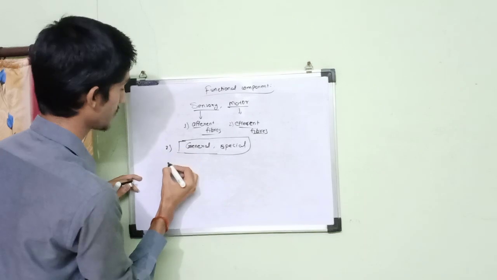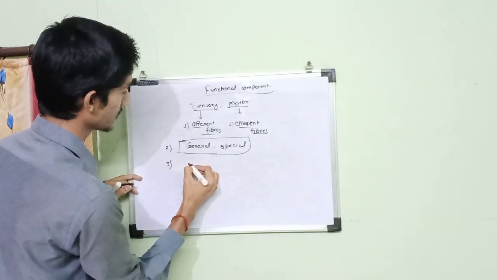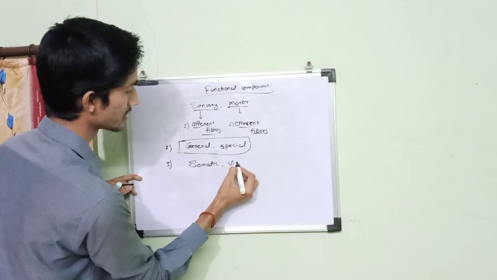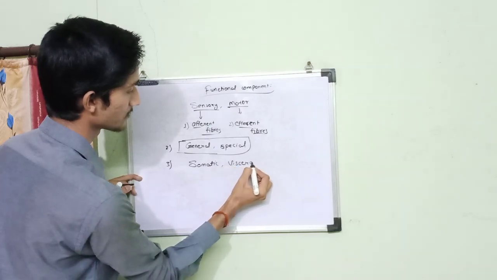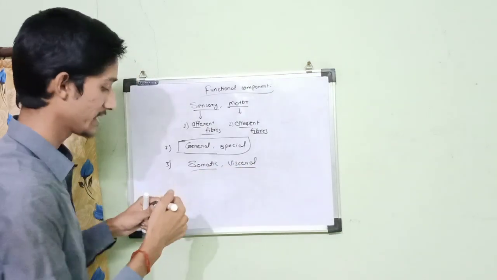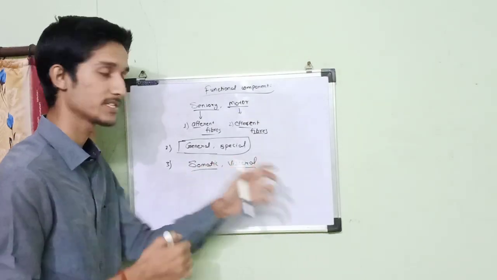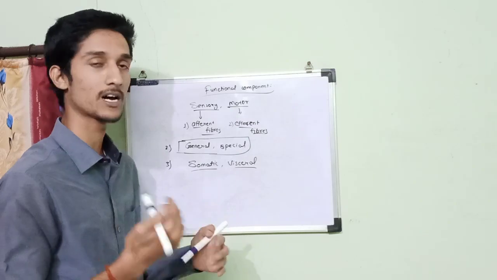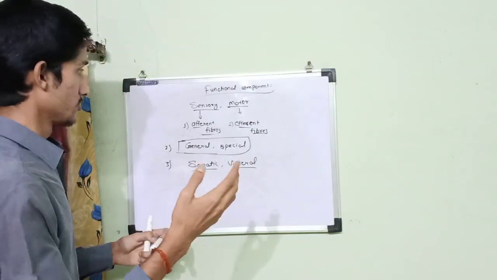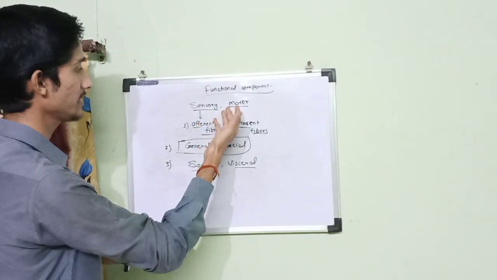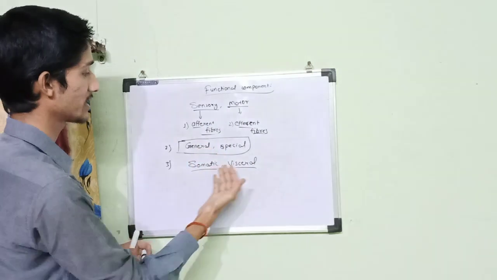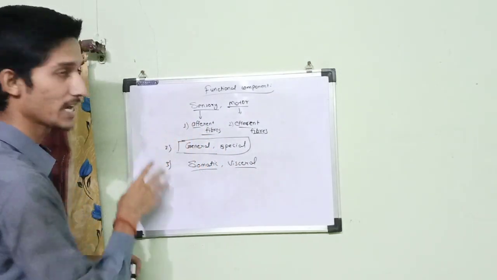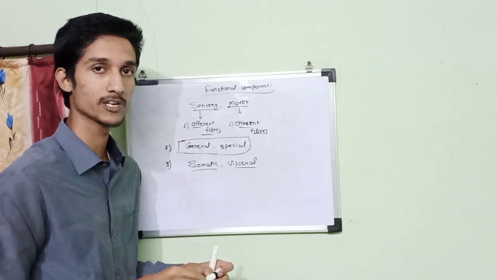Another important two terms are somatic and visceral. Visceral are not under our control, somatic are under our control. So sensory, motor, general, special, somatic, visceral. Within these three points, we have the name of all the functional components.